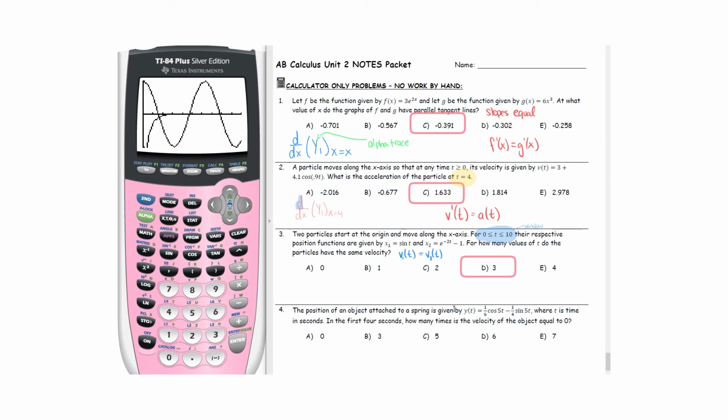All right, we've got one more problem here. The position of an object attached to a spring is given by this equation. Time in seconds. In the first 4 seconds, that gives us a window. How many times is the velocity equal to 0? So we're given position. The velocity will be its derivative.